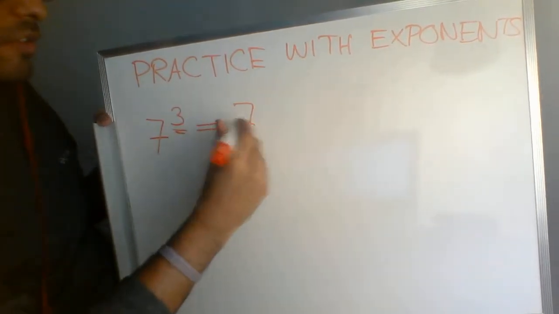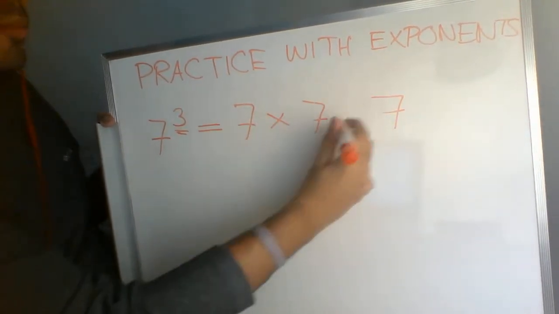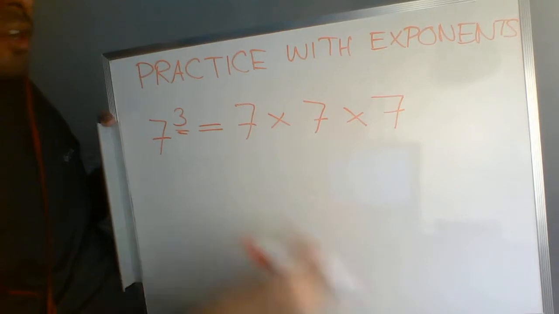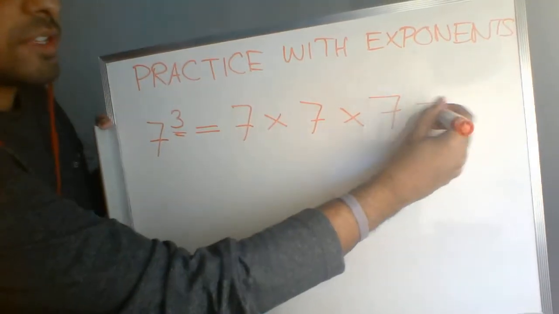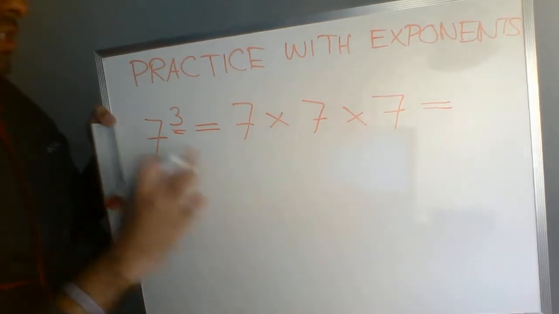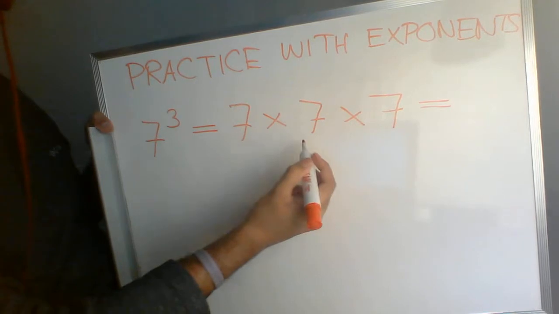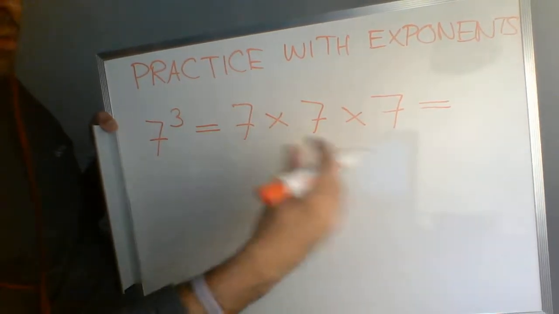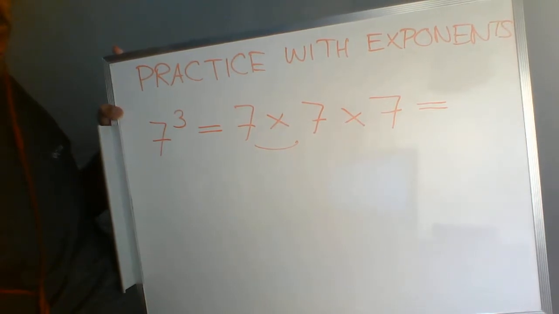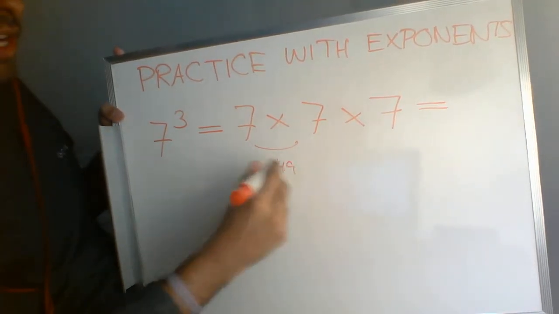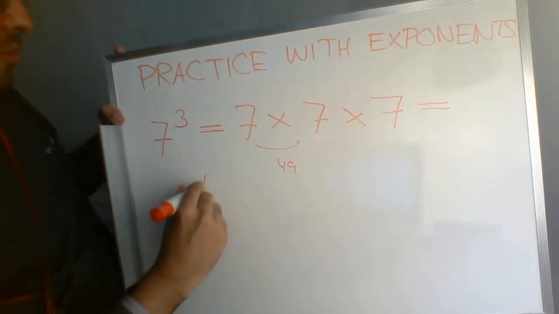So I'm going to write down a 7 here, a 7 here, and a 7 here. And so we're going to multiply all of those together, and once we compute that product, we'll have our final answer. So we've turned 7 to the exponent 3 into 7 times 7 times 7, and now we want to calculate that product. We'd start with 7 times 7 here, that's 49.